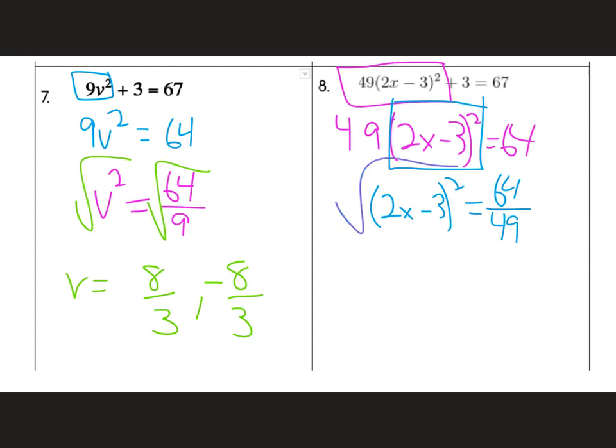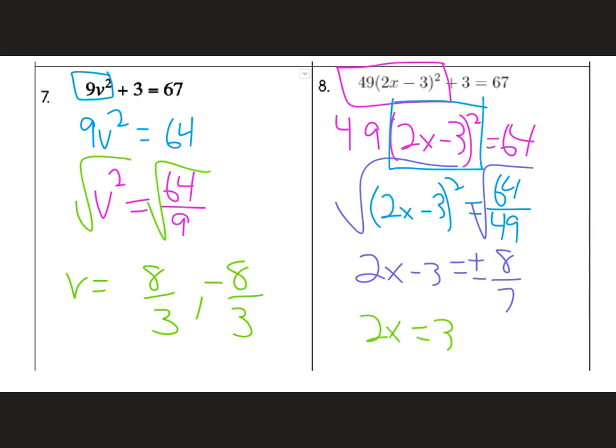And then I have to take the square root of both sides. If I take the square root of something squared, I just get the inside. Square root of 64 is 8. Square root of 49 is 7, so plus or minus. And honestly, if you had a question like this, you could kind of go from here. So add 3 to both sides.